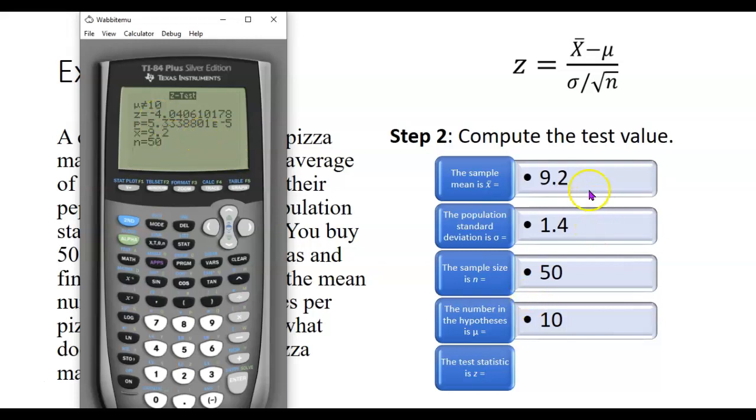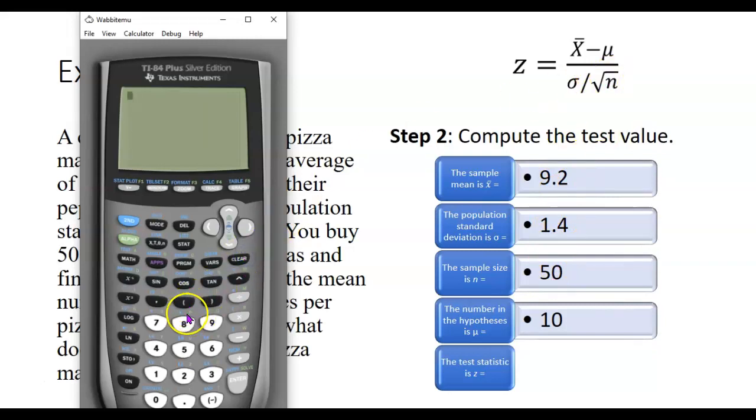But if you want to compute this yourself, without any special help, that would involve taking these 4 numbers and plugging them into this formula. So let's see what that looks like. We're putting in 9.2 for x bar, 10 for mu, 1.4 for sigma, and 50 for n.